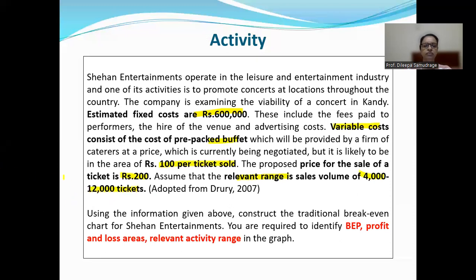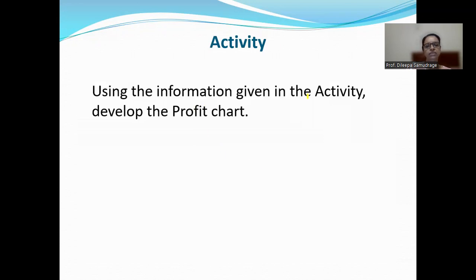Okay, so these are the information. Fixed cost is 600,000. Variable cost is 100 rupees, because when you buy a ticket, you get a lunch packet. The cost is 100 rupees, variable cost. The selling price of a ticket is 200. The relevant range is 4,000 to 12,000 tickets. So the maximum number of tickets is 12,000 tickets. So using this information, you have to prepare a profit chart, right? Using the information, develop a profit chart, right?